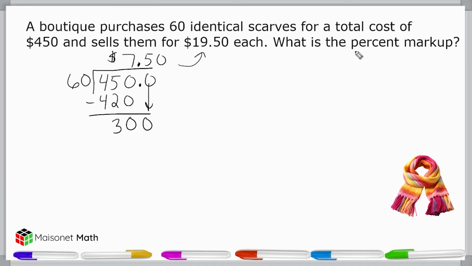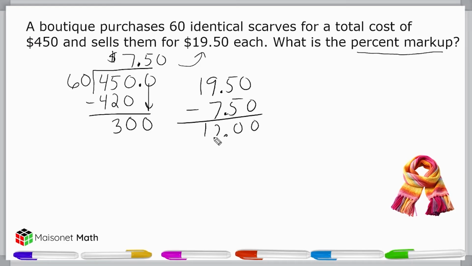So we have to find the percent markup. The first thing that we're going to do is subtract these amounts to figure out how much each scarf was marked up. So we're going to take $19.50 and subtract $7.50, and that gives us $12. Now, once you have figured out the amount of the markup, that becomes our numerator as part of the original, which is our total. And the price before the markup was $7.50. So what we have to do now is take this 12 and we have to divide that by 7.5.